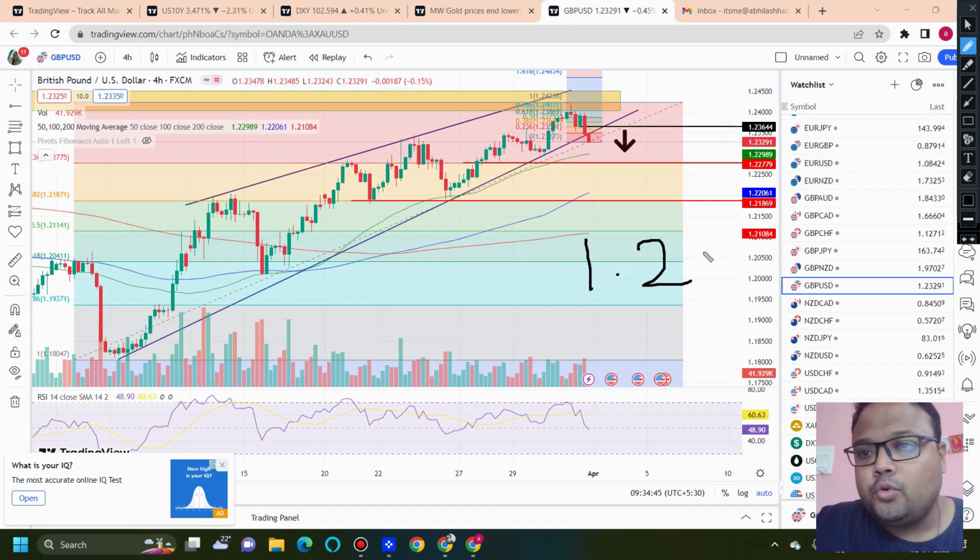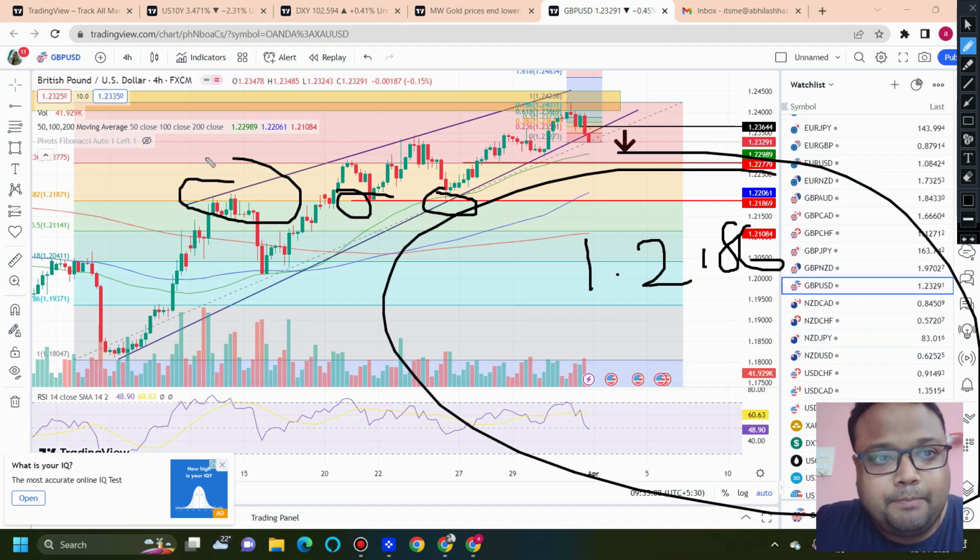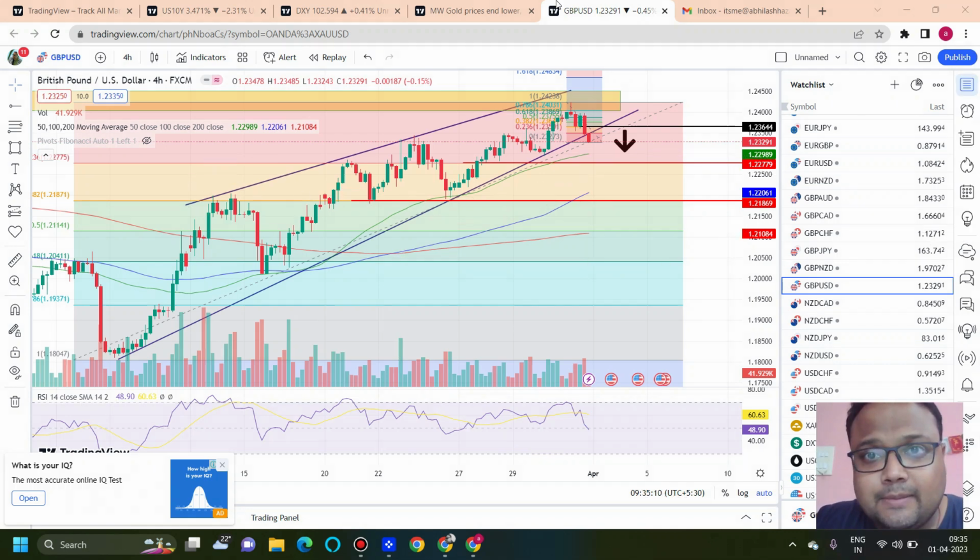1.2186. This is the second support on the chart of GBPUSD where you can expect the market to have some proper support, some buyers, and you can definitely expect the market to bounce, because of previous price rejection support around this area, as well as we have Fibonacci 38.2% retracement level and the previous resistance to act as support.